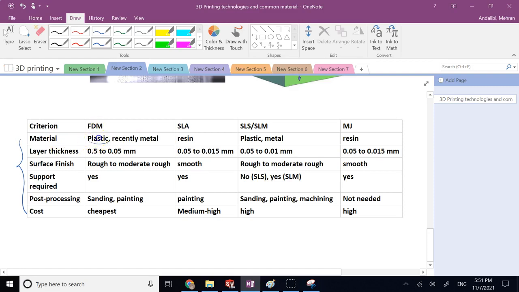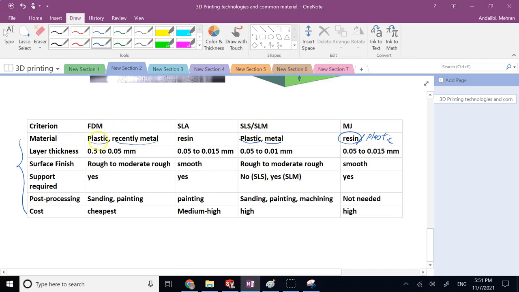FDM is mostly plastic. As I said recently, they have these Markforged printers with the binding agent. I still don't believe in them, but they're trying to bring metal into FDM. SLA is resin. The same thing with multi-jet. Now, in addition to the resin, it can also be like plastic too, because you have the binding agent that can fit them together. And then for SLS, SLM, it can be plastic, and metal for SLM.